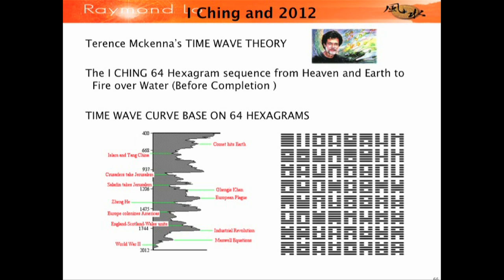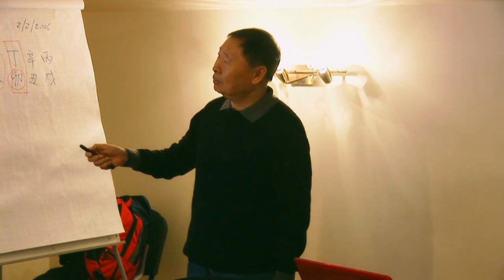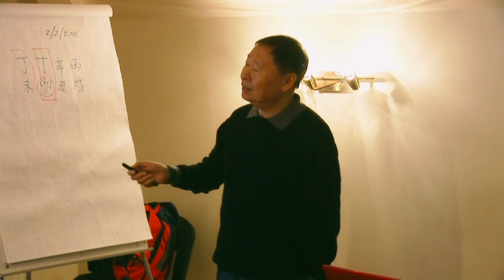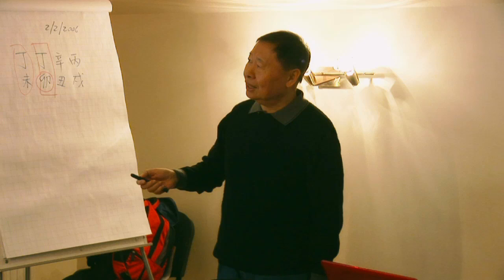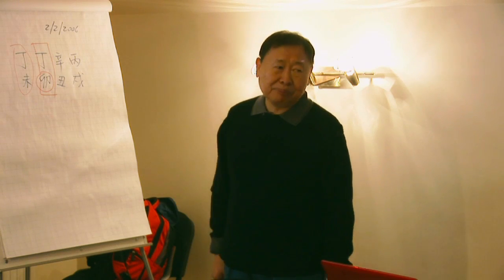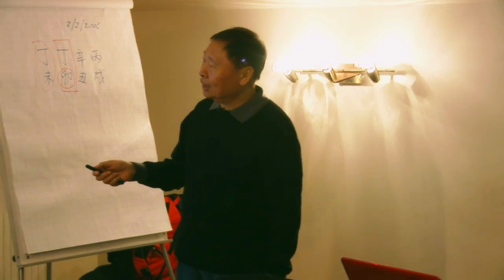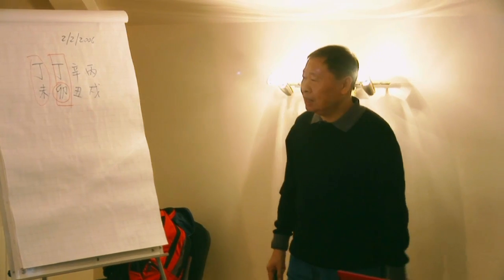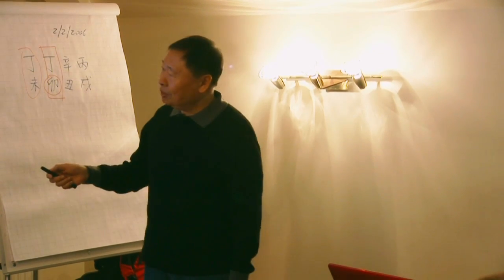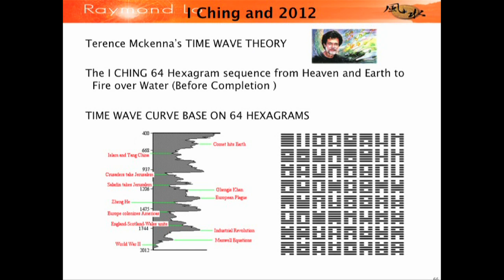So then, this is the theory of how the I Ching is related to 2012. It came from a book written by this man, Terence McKenna. He studied the I Ching and then he made his theory. He looked at the 64 hexagrams of the I Ching, and then he attached some mathematical value to each hexagram.